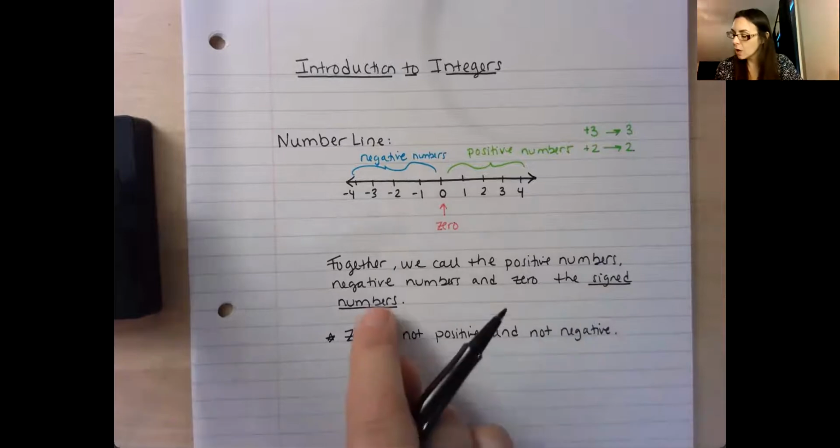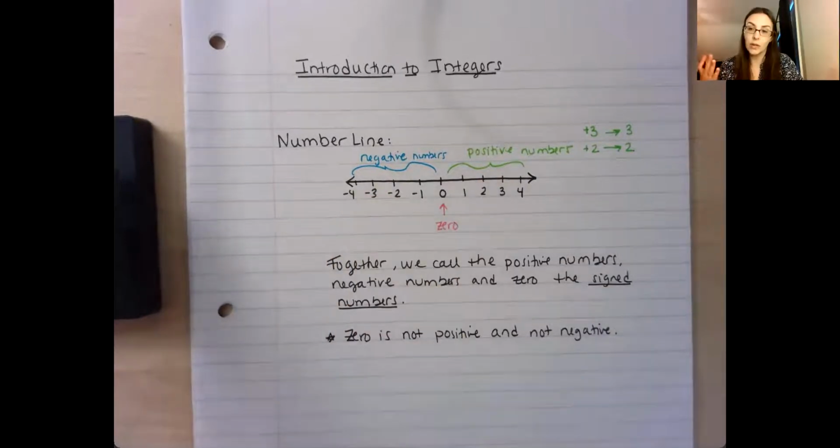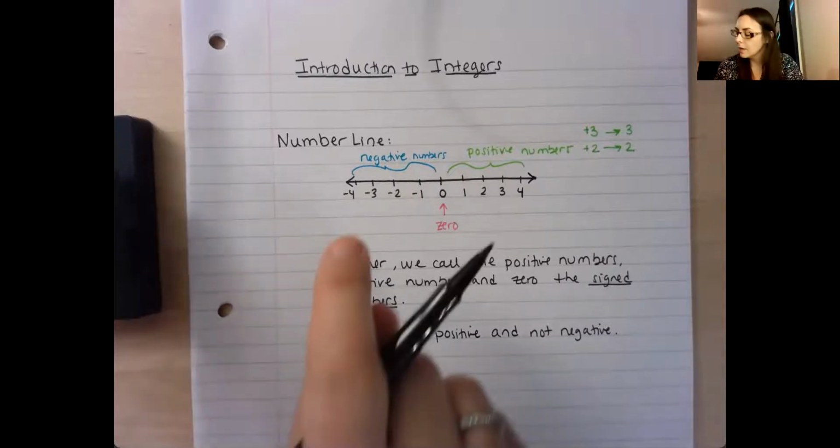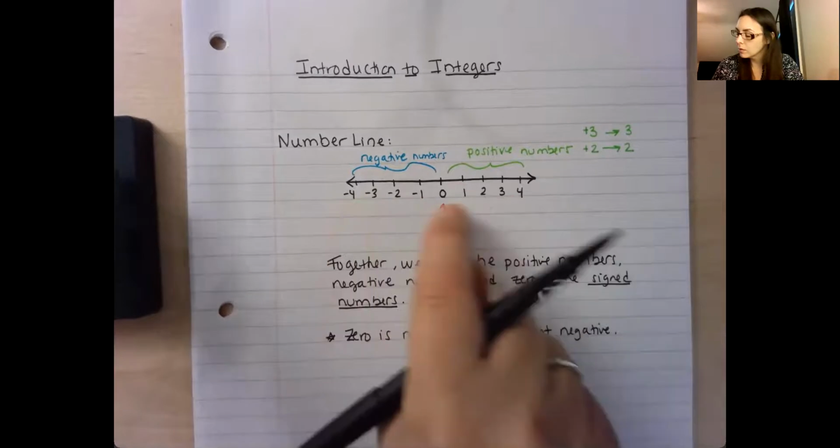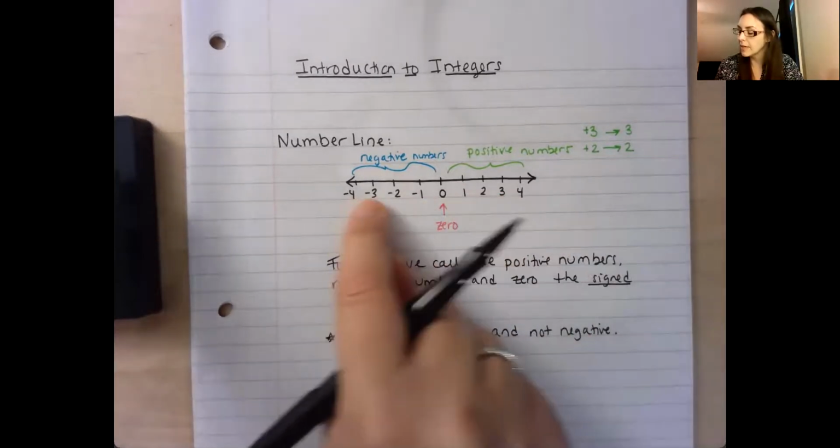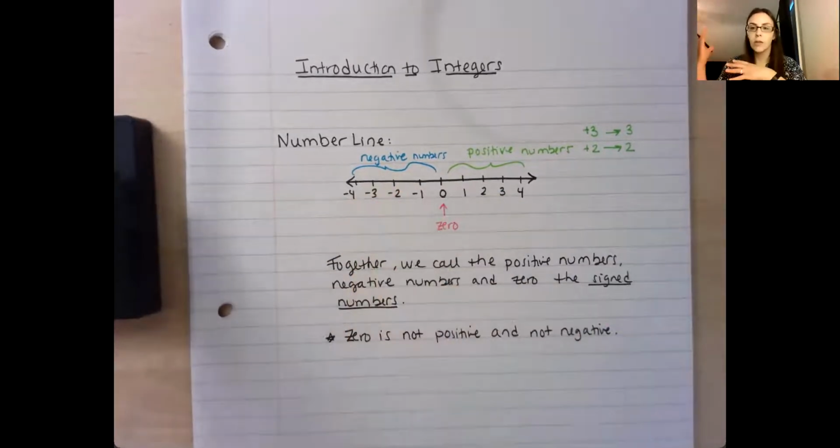Now, signed numbers also include all the numbers in between as well. So when we get to fractions and decimals next week or the week after, then we will also incorporate those with positive and negative. So your signed numbers do include the fractions, the decimals, all that stuff as well here.